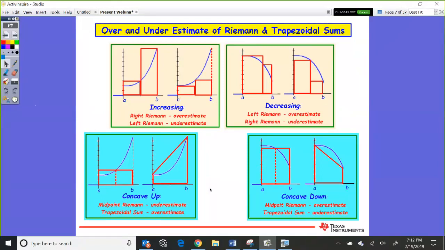Now, midpoint Riemann and trapezoidal deal with not increasing, decreasing, but with concavity. And the midpoint is not that easy to see if it's an under or over like the rectangles were. The trapezoidal is real easy to see, so that if it is concave up, the trapezoidal is an overestimate, and if it's concave down, the trapezoidal is an underestimate. So I just tell my students, just remember midpoint Riemanns are opposite of what trapezoidal is. So that if trapezoidal is over on concave up, then midpoint Riemann is underestimate on concave up. So there's your review on Riemanns and trapezoidal sums.